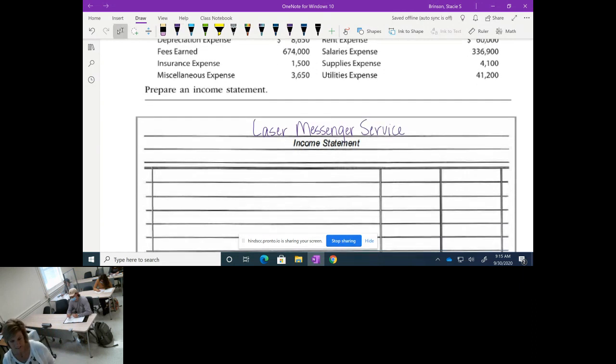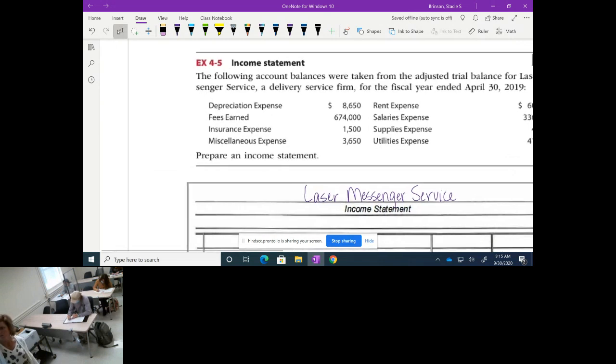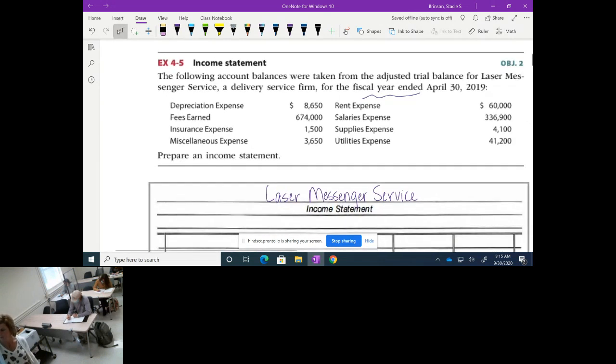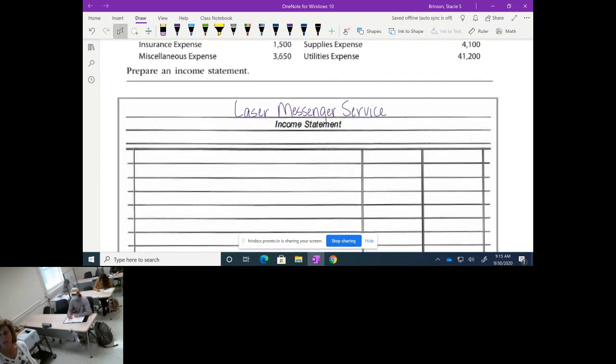All right, what about the date? For the year ended April 30th, 2019. Yeah, because they're telling us it's for the year, so you know you're going to put for the year ended. But if we were doing the balance sheet, it would just be April 30th.